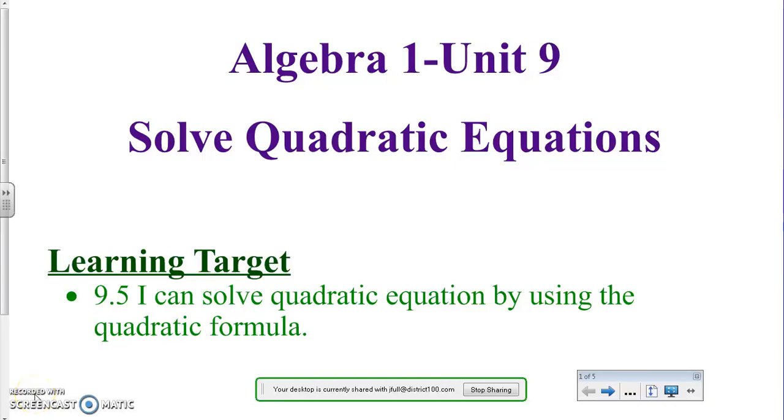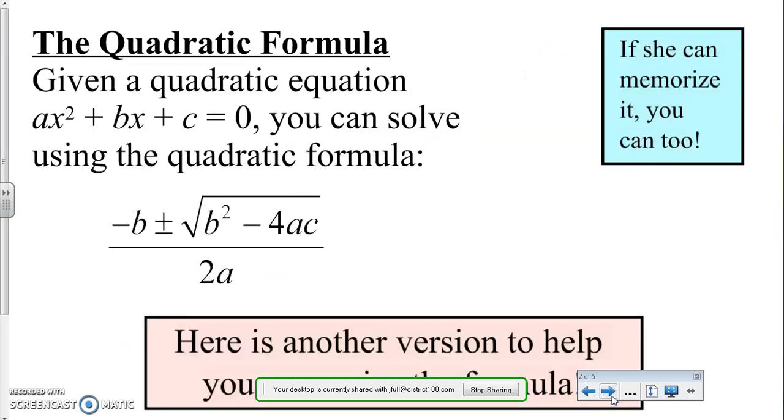Today we're going to learn the fourth and final method that you can use to solve quadratic equations algebraically, and it's called the quadratic formula. Okay, and we're going to start out by looking at the quadratic formula, and then there are a couple ways that you can memorize this.